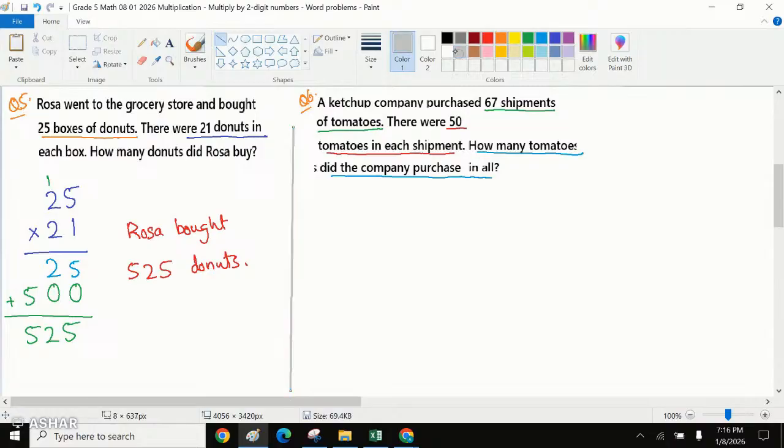So what we can say is, if there were 67 shipments, and each shipment had 50 tomatoes in it, we can multiply 67 by 50. Aiken, Semi, and Rebecca, what would be the answer?